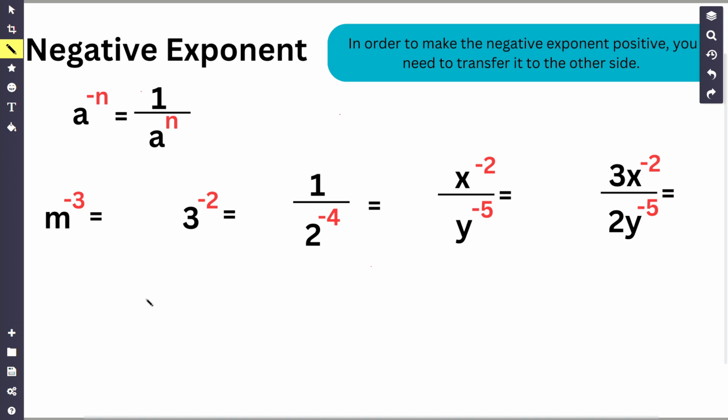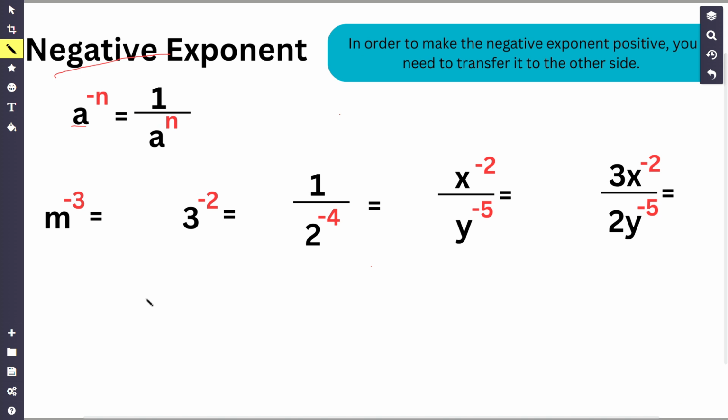Okay, so now let's deal with what we call negative exponent. In negative exponent, you just have to take note of one thing: our goal here is to have the exponents positive, and in order to make the negative exponent positive, you just have to transfer it to the other side. How? Let's say for example here we have a raised to negative n, that will just become 1 over a raised to n.